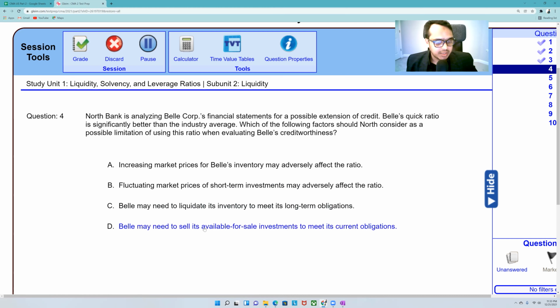Belle may need to sell its available for sale investment to meet its current obligation. Why should Belle sell it off? I do not say, I'm just a third party looking into the financial statements. And there is a possibility that if there are fluctuating market prices of short-term investments, it may adversely affect the ratio. And I think this should be the answer.